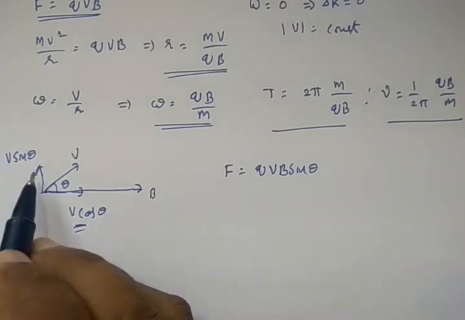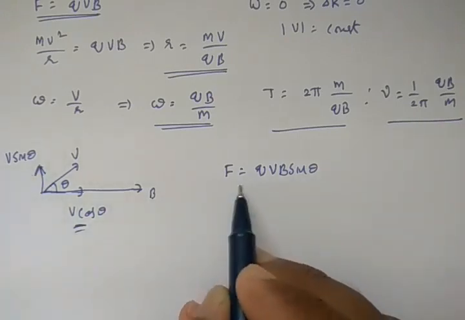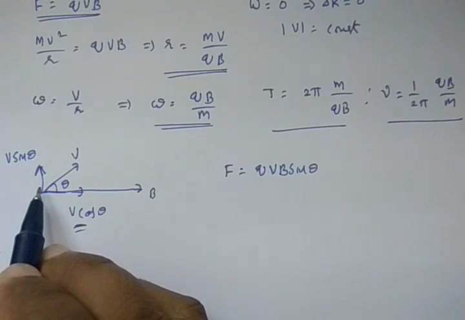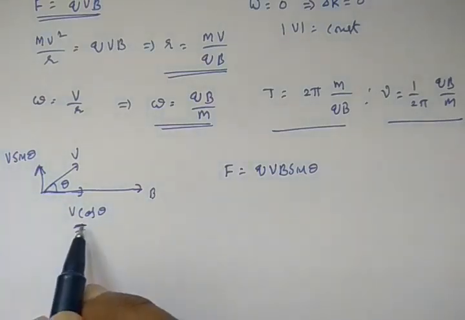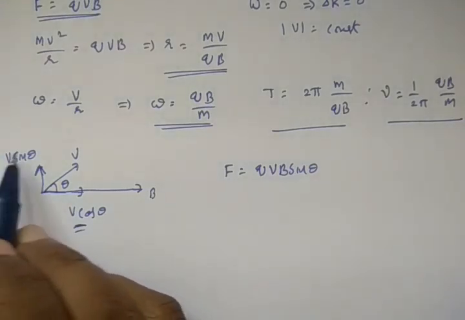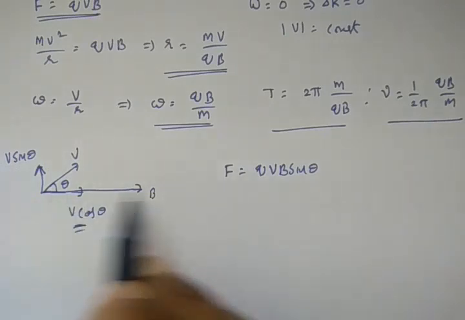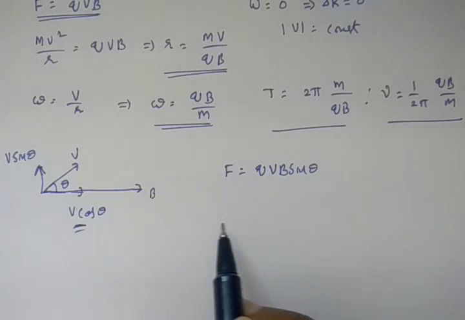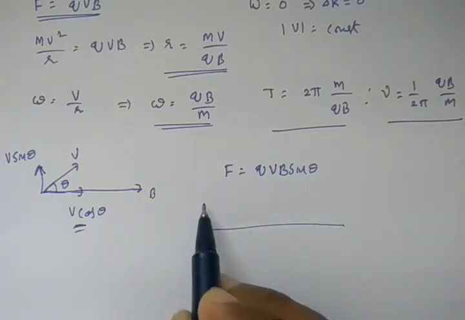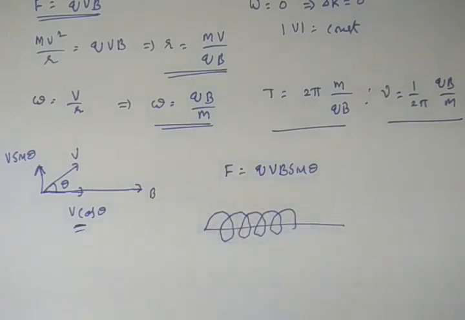And because of this component, the force acting on the particle will be this one, and this will provide the necessary centripetal force for the particle to go in a circular path, and the other component takes the particle in the forward direction. So if you take the combined effect here, this component is taking the particle in a circular path, and this component is taking the particle in the forward direction. So the resultant path of the particle will be like a helix. Look, it will be like this. So this is the path of the particle.